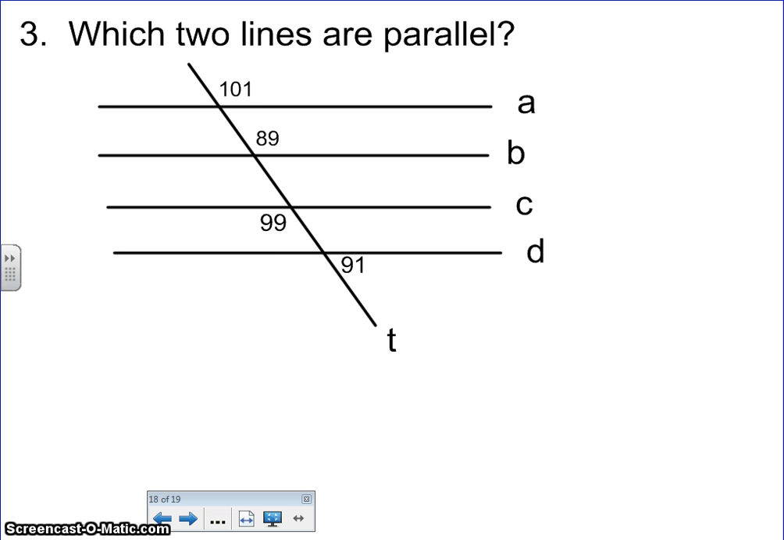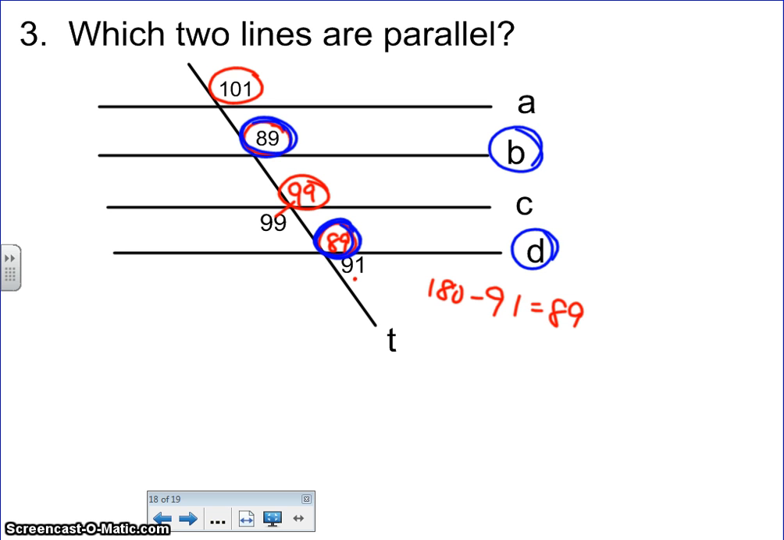I like top right. I've got that this one's 101 degrees. I've got that this one is 89 degrees. This one is 99 degrees because that's vertical to that 99. And this one right here is going to be the supplement of 91. 180 minus 91 is going to be 89. So this angle is 89. So to figure out which 2 lines are parallel, I'm looking for the 2 that have corresponding angles that are equal. 89 is my winner. They match. So B and D are parallel.